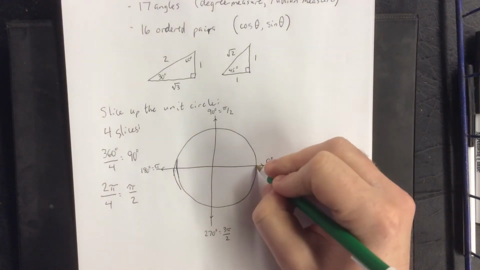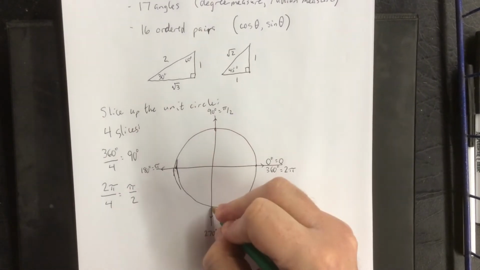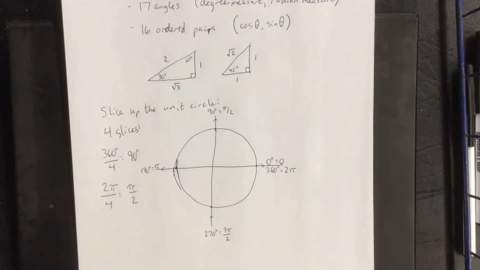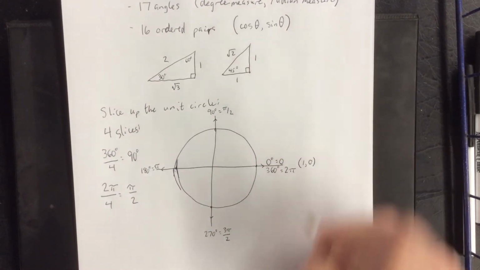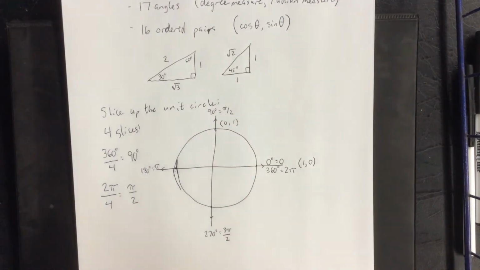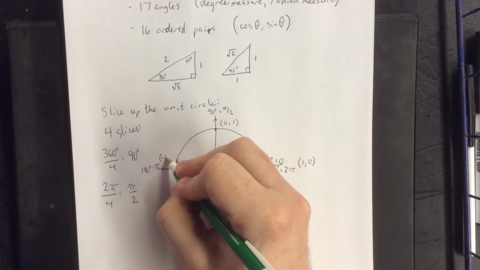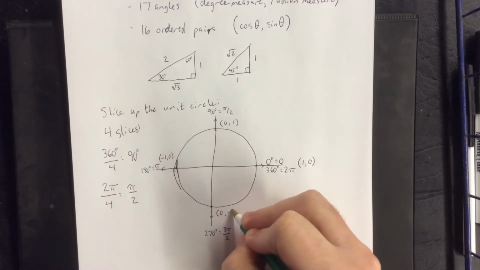Now, keeping in mind that this is the unit circle, all of these points are exactly 1 unit away from the center. So to the right, this would be an x-coordinate of 1 and a y-coordinate of 0. In the upward direction, this would be 0, 1. To the left would be negative 1, 0. And in the downward direction, this would be 0, negative 1.